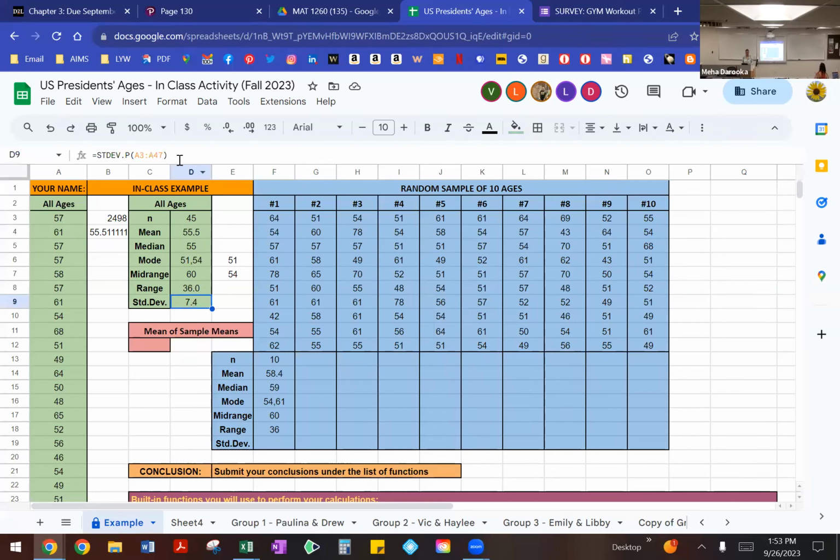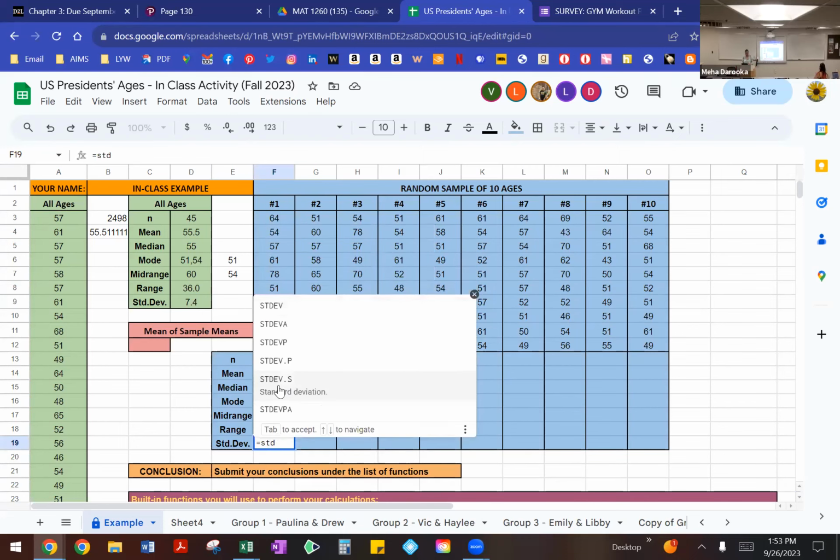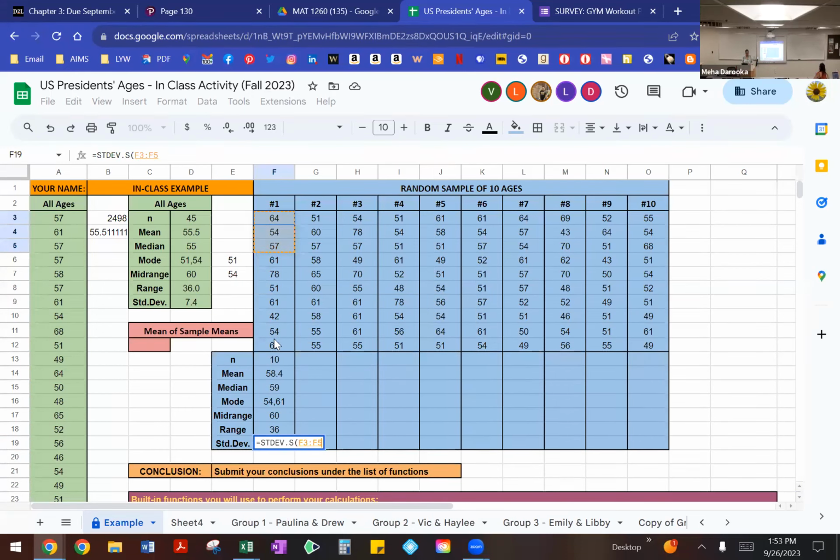Now, when we were using the all ages, remember we used the standard.deviation.p as our function value, because this was our entire population. But once you guys started doing your samples, and this is kind of what I was just telling Drew right now, you are using the standard.deviation.s because now you're working with your samples. So you want to use the .s function when you're calculating your sample standard deviation. So again, those of you who have already finished your calculation, just make sure you had those right functions in there and you guys should be good to go.